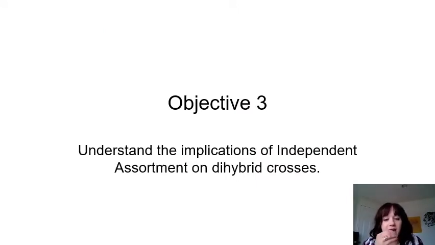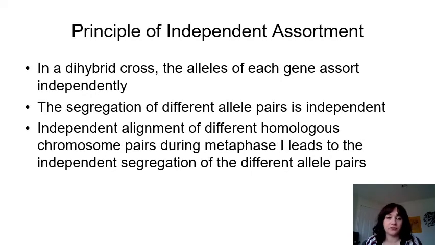Let's talk about dihybrid crosses and independent assortment. So the idea of independent assortment is a little bit confusing at first. And so I want to go over an example first, and then you may go back to this slide and it may make a little bit more sense about what I'm talking about here.